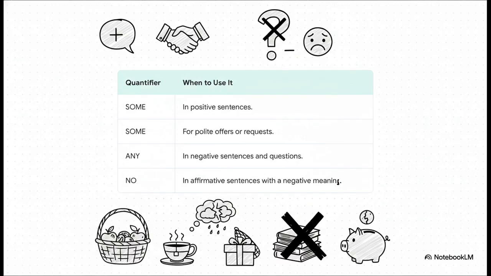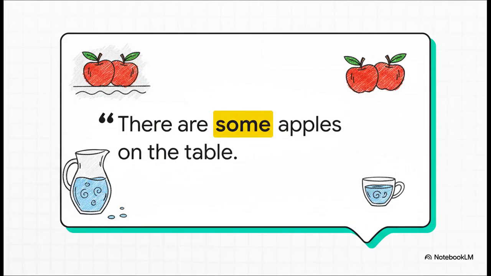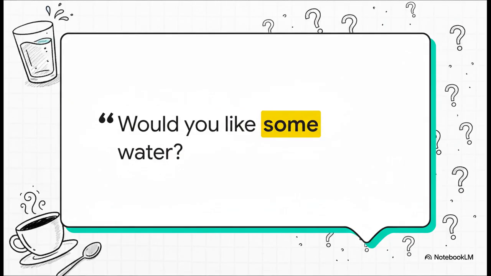Let's see them in action. Here we go. "There are some apples on the table." This is just a simple positive statement. It's a fact. There's a certain amount of apples there, so we use some. And this works for both countable things like apples and uncountable things like water. Now see how this works here? "Would you like some water?" This is a polite offer. So even though it's technically a question, because we're offering something, we stick with some. It's the same for requests, like, "Can I have some coffee, please?"